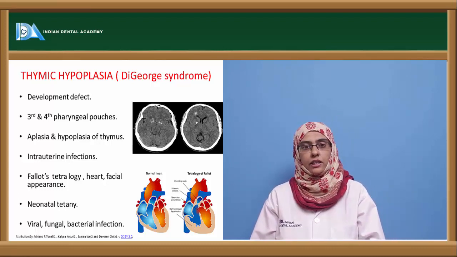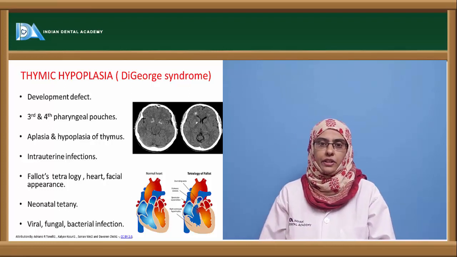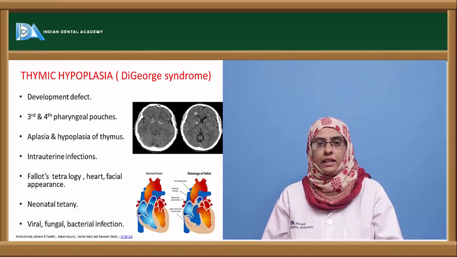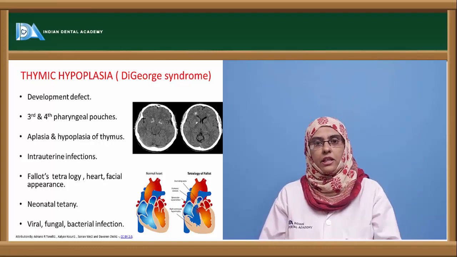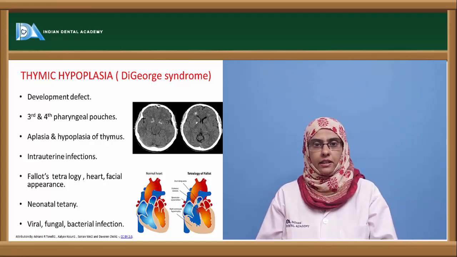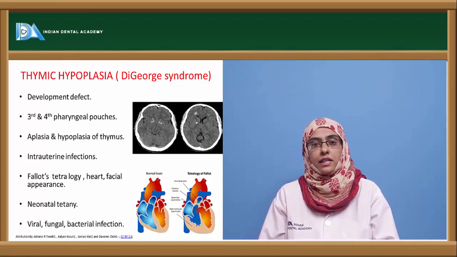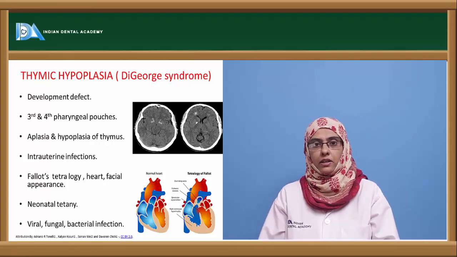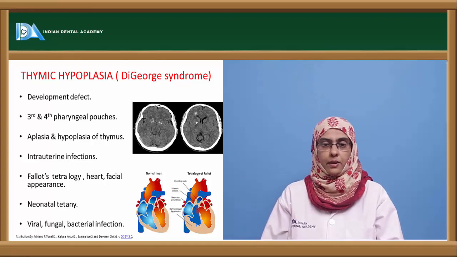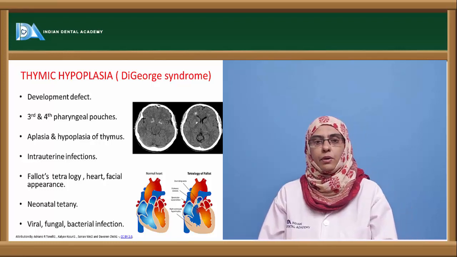And it is not hereditary, it is not familial. It is usually caused due to intrauterine infections or due to different environmental factors. So it cannot be taken as a hereditary disease, but it is due to certain types of abnormalities during the development of the infant. And the characteristic feature associated with this type of disease is tetralogy of Fallot, that is a congenital heart anomaly. Heart and facial abnormalities can be seen in this case of thymic hypoplasia. And also the other characteristic feature is neonatal tetany, which is due to hypocalcemia.